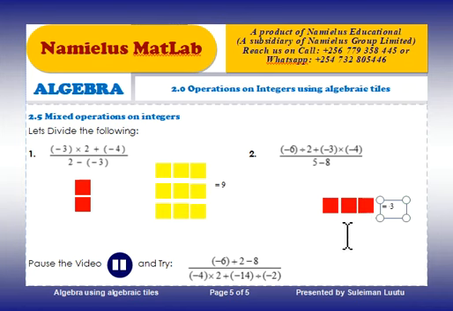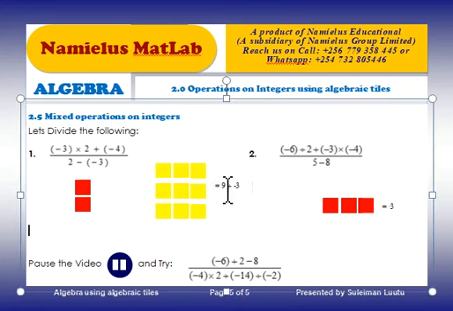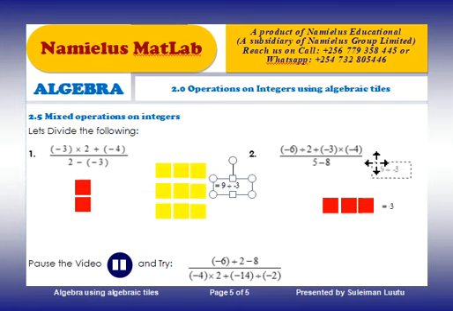What are we going to do? We are going to divide this by 3. But this time, the 3 is negative. So let's see. What we are having is 9 divided by negative 3. That is what we want to do right now.